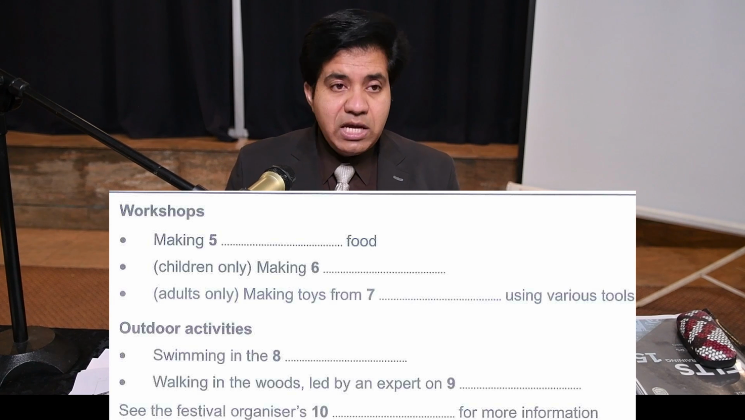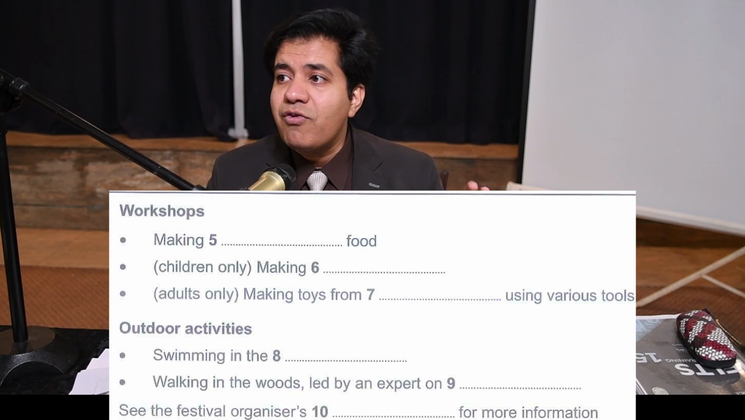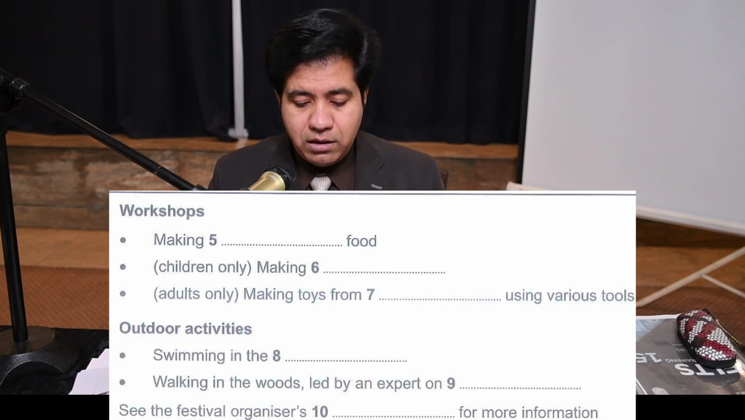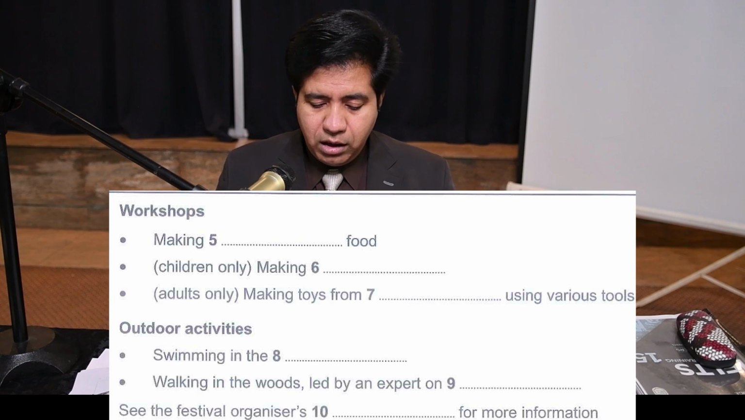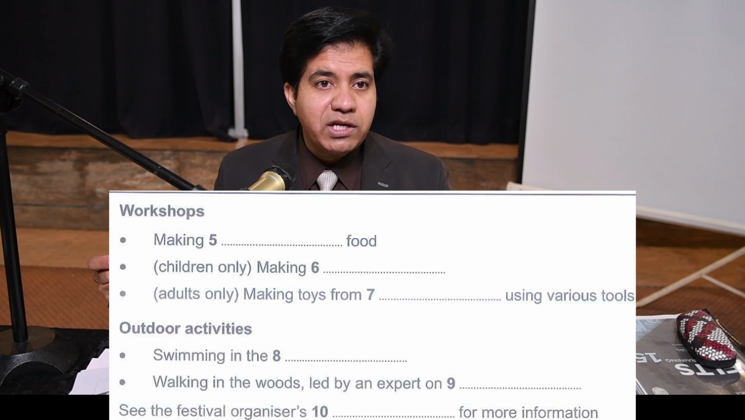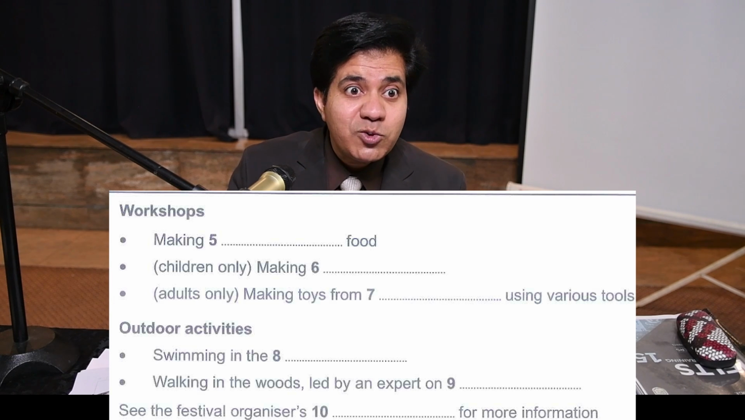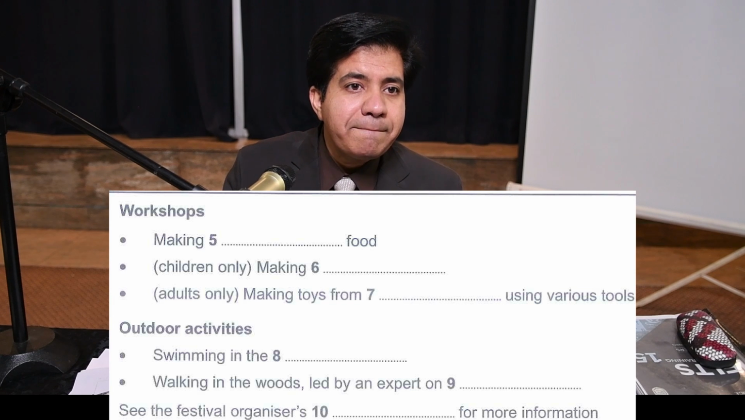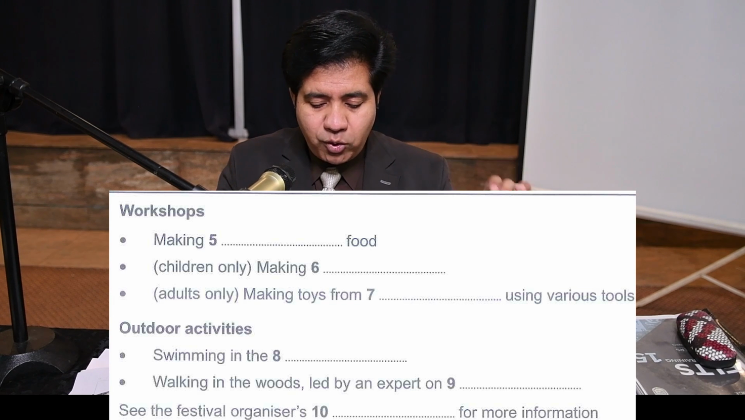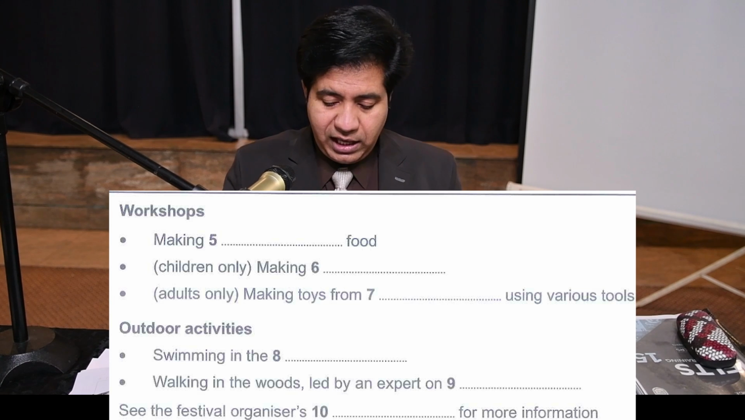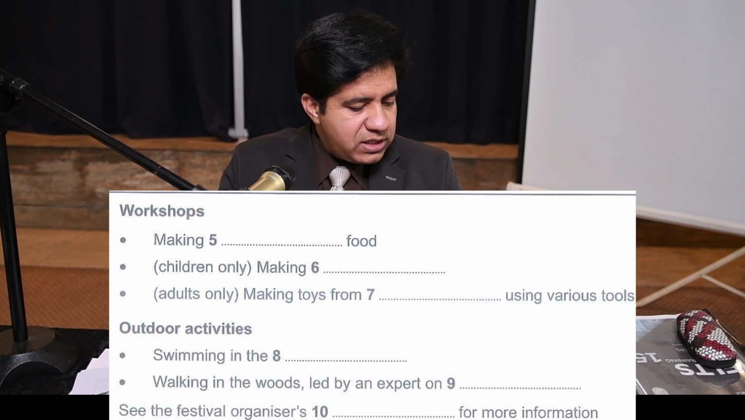Very good, exactly. So you know, this is how you should read and understand the question. I don't want you to read the questions blindly. For example, you read, okay, making toys from dash using various tools. Even if you don't focus on using various tools, still you can find the answer, because your focus is toys from. Toys from means material. Okay? Yeah. Okay, let's do it.